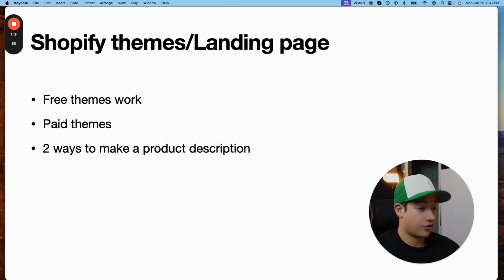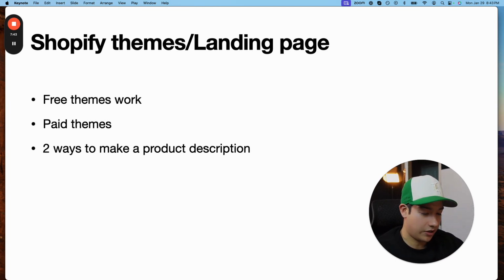So there's two ways to make product descriptions. You can either in Shopify go to your products and write out your product description there. And that's kind of the quick and easy way to do it. And that's how I usually make product descriptions. Now, when I have something that's working with that, I will then make a better landing page.